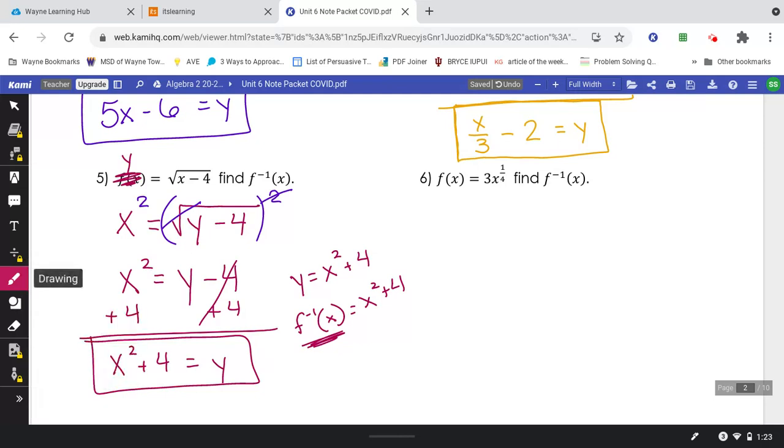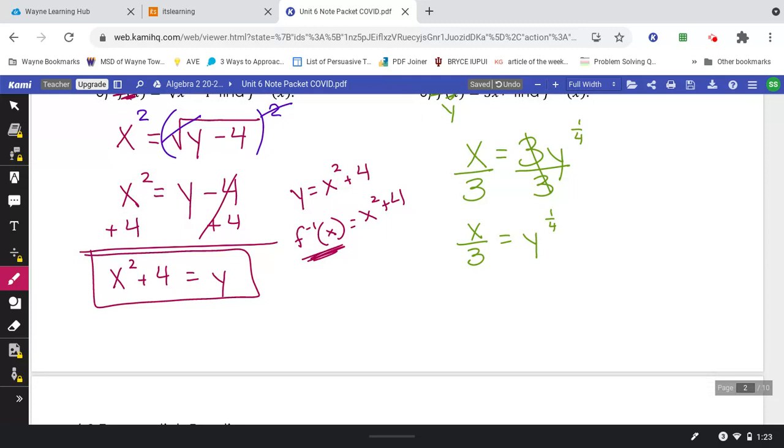All right, our very last problem, example number 6. Start by switching that to a y. Switch your x and your y. Divide by 3. You get y to the 1/4. Y to the 1/4 is the same as writing it as the fourth root of y. And we don't need that invisible 1. Remember, up here would be an invisible 1, but we just don't need it. So I'm going to leave it off.